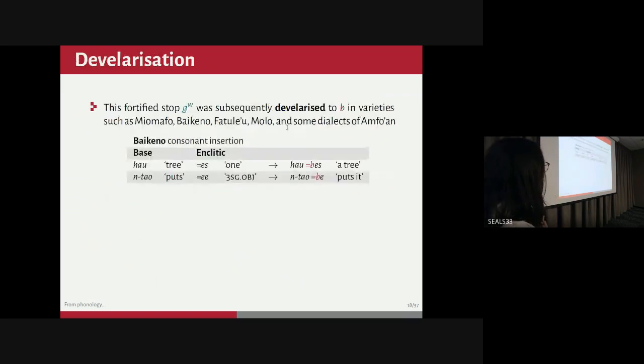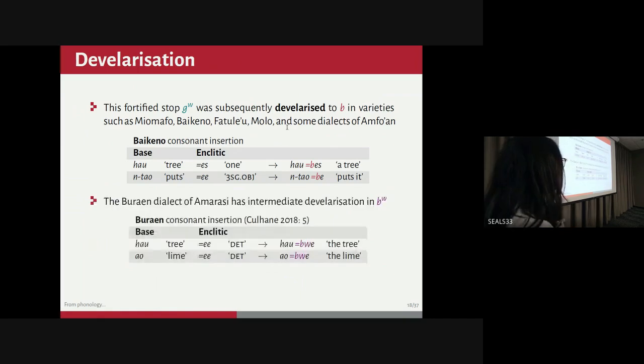Okay. The second step of develarization to B is attested in a bunch of dialects such as Miomafo, Baikenu, Fataleo, and Modo. So this is just another example of a B dialect. And we have an interesting intermediate stage where the Baikeno dialect of Amarasi has a B.